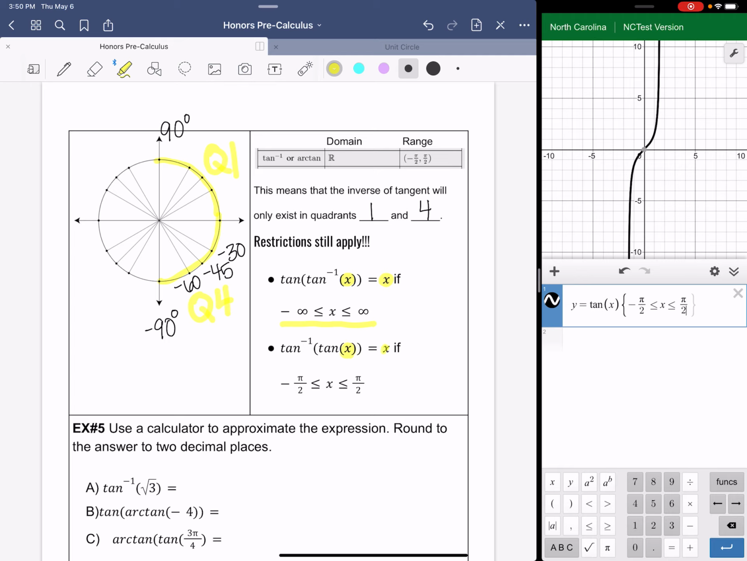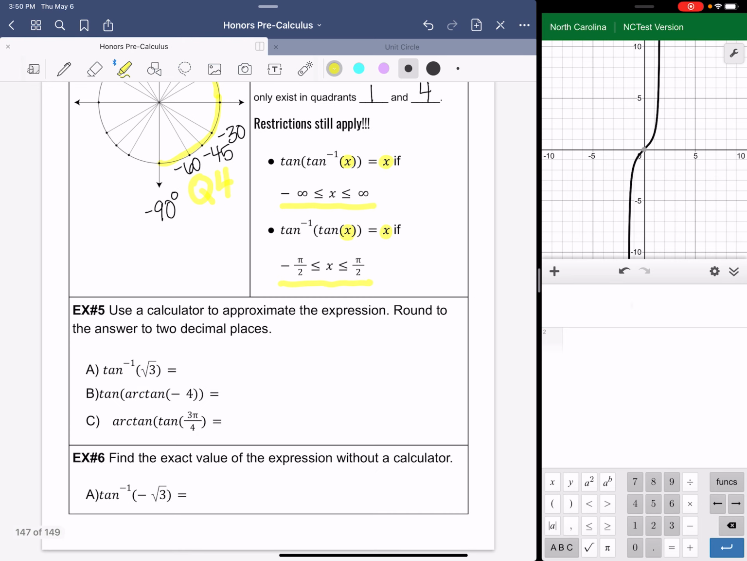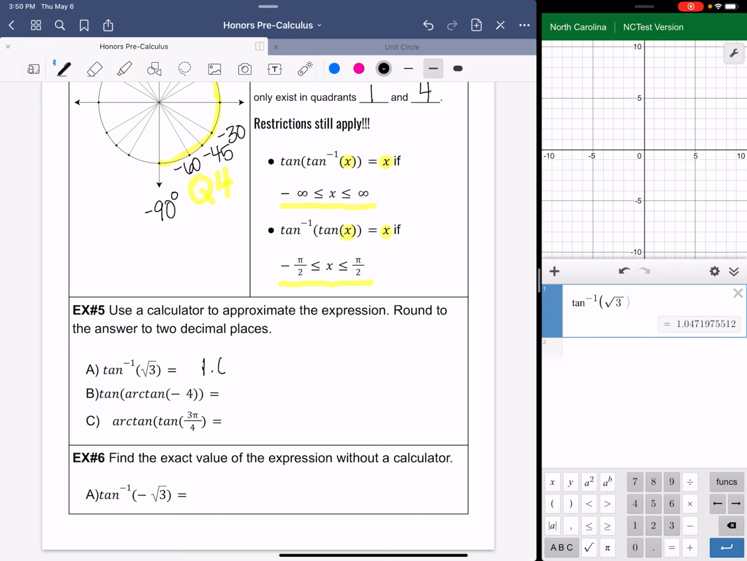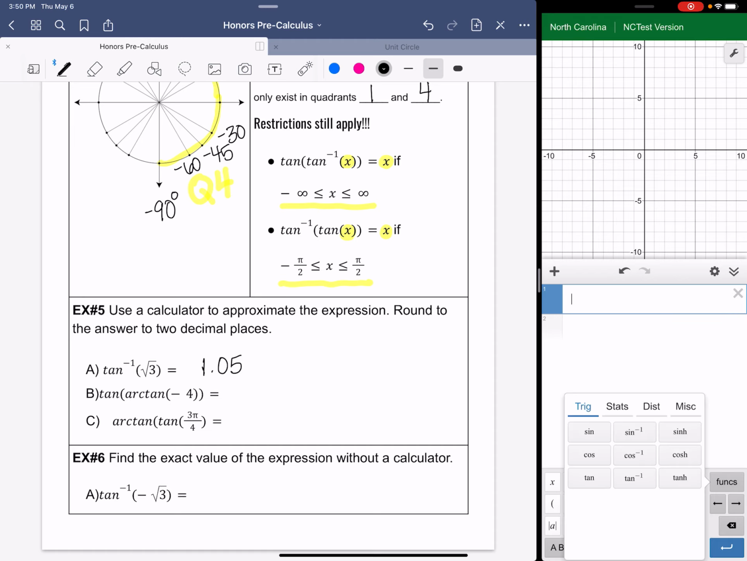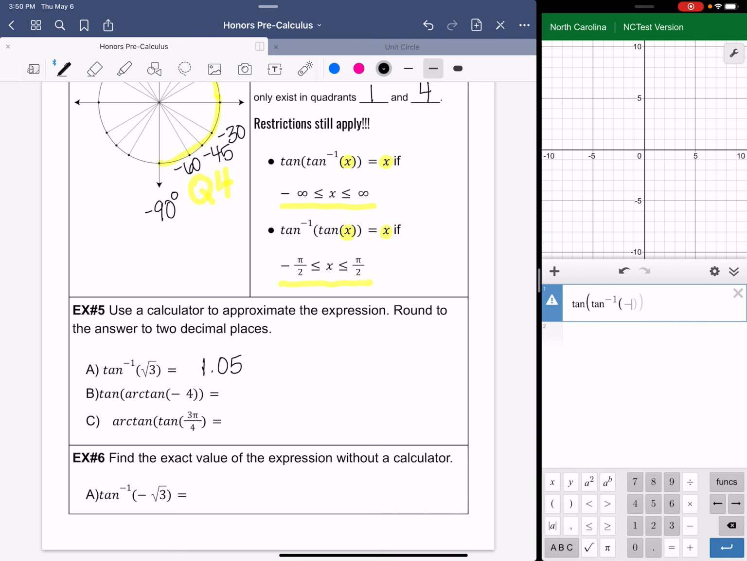But if I have the tangent inverse of tangent, my x has to fall between negative pi over 2 and pi over 2, or negative 90 and 90. All right, so starting at the beginning, I'm going to put this in the calculator. So I have tan inverse of the square root of 3. And I have 1.05. All right, and then this one, I have the tangent of the tangent inverse, or arctangent, of negative 4.